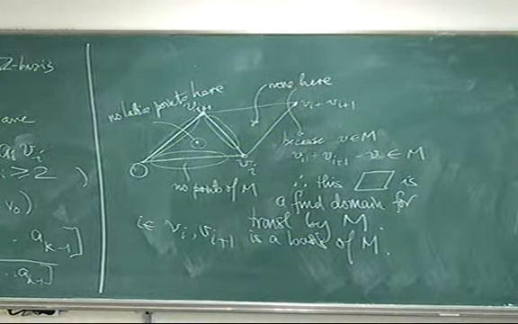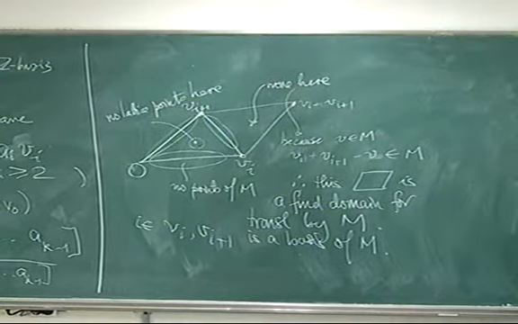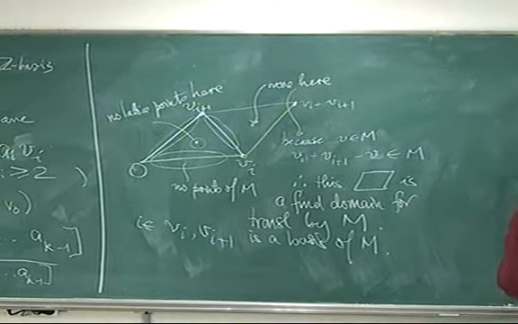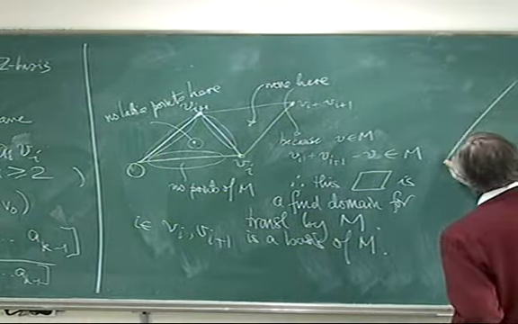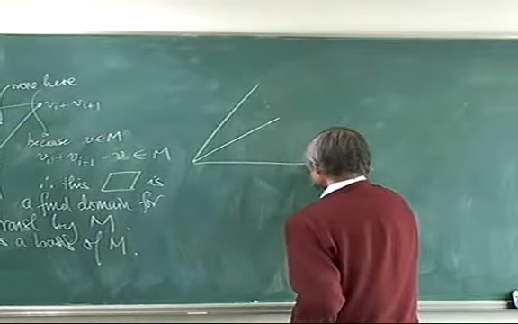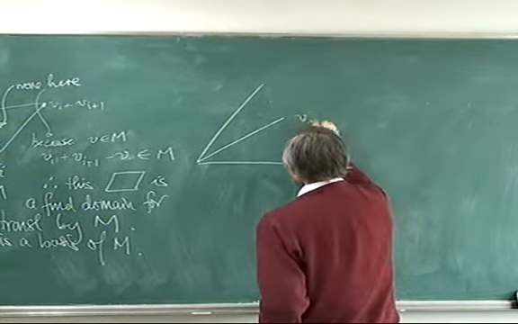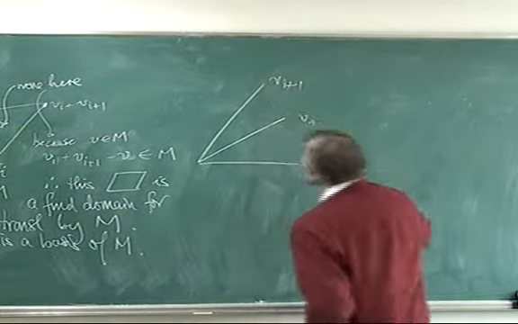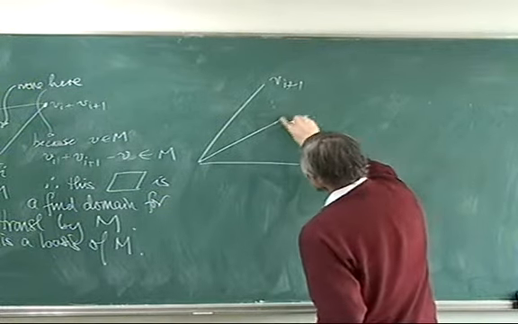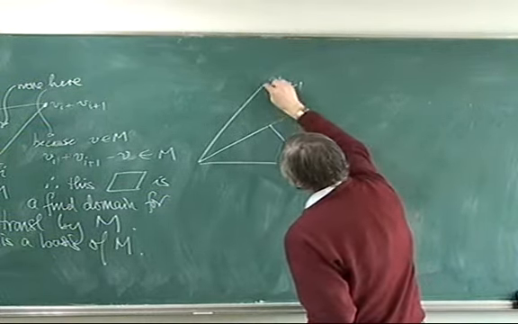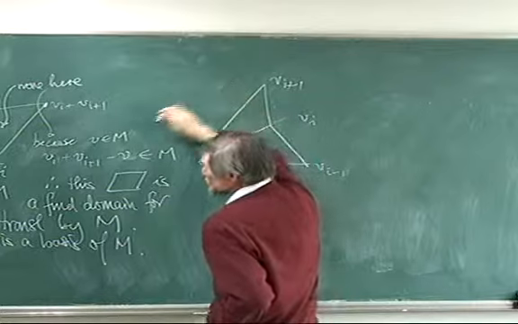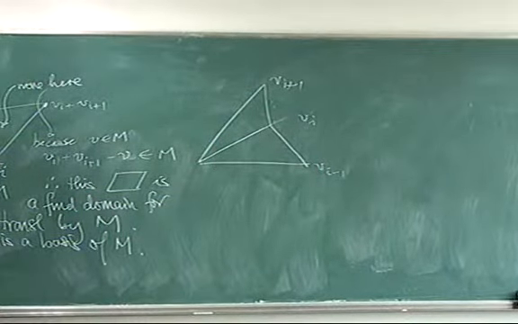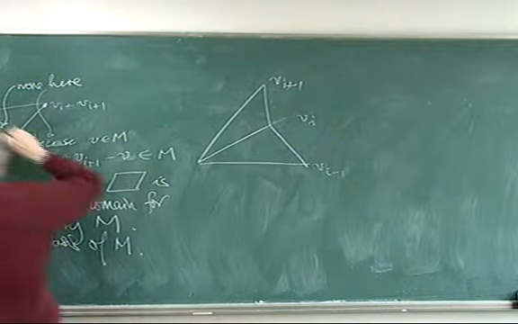Okay? And so the next statement too is also more or less obvious. Here I've got v_{i-1}, v_i, and v_{i+1}. So let me draw it like this. Okay, so this was the proof of 1. Proof of 2.